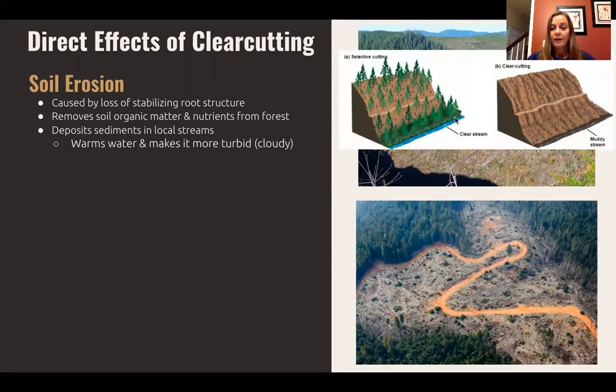When you have this buffer of trees, even in an area where you have a lot of exposed soil, as the water runs down over the soil and picks up dirt, it is caught by this buffer of trees at the edge of the stream. And so you tend to have nice clear streams. Here, without that buffer of trees and root stabilization, the stream gets really, really muddy.